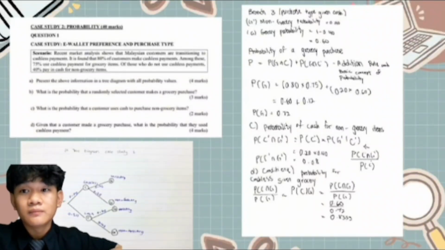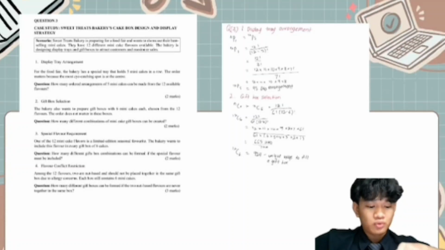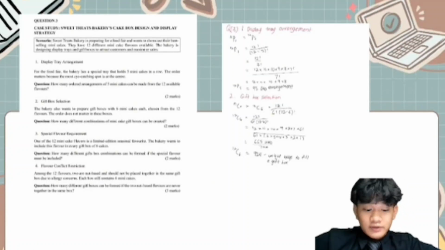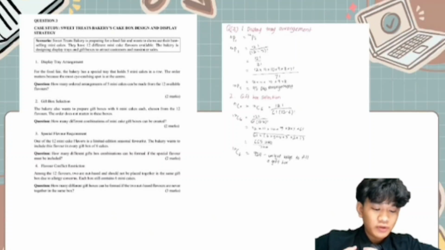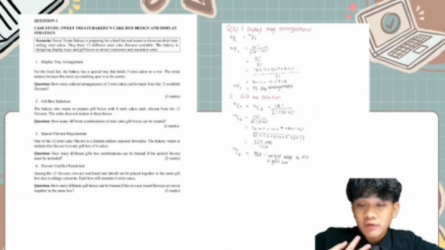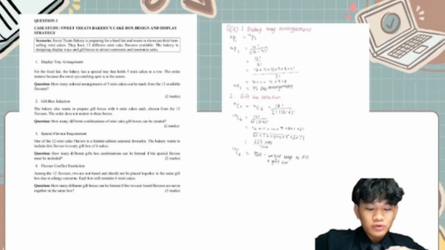Next we're going to discuss question 3 for the case study with Create Bakery cake. The first question asks us to find how many ordered arrangements of 5 mini cakes can be made from the 12 available flavors. Based on this, we do the calculation.